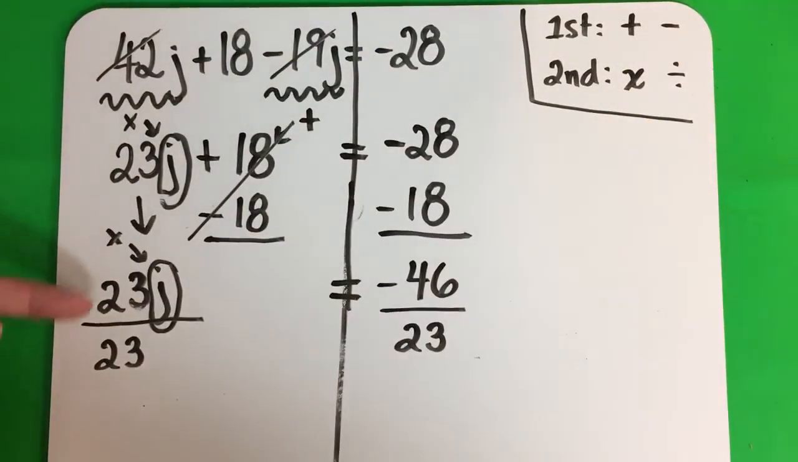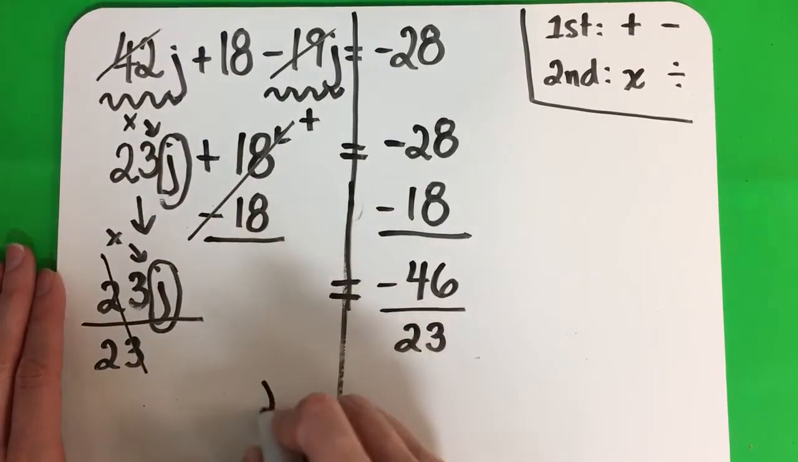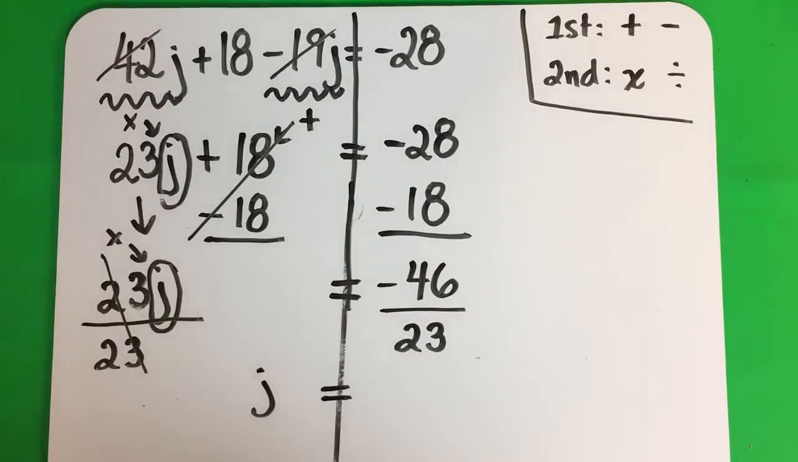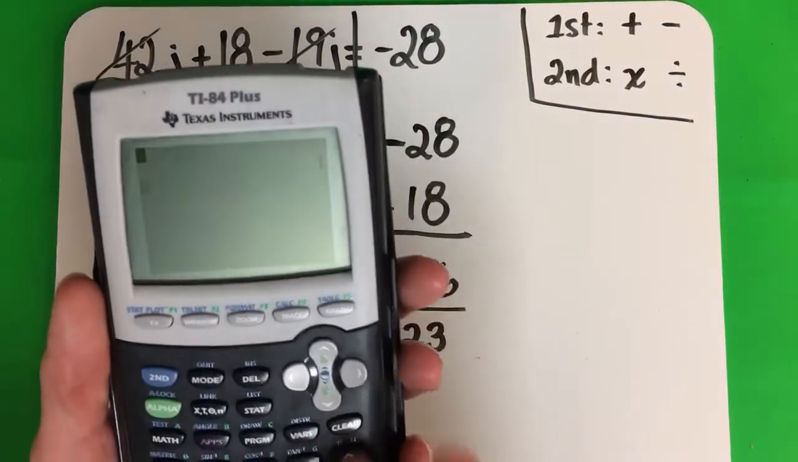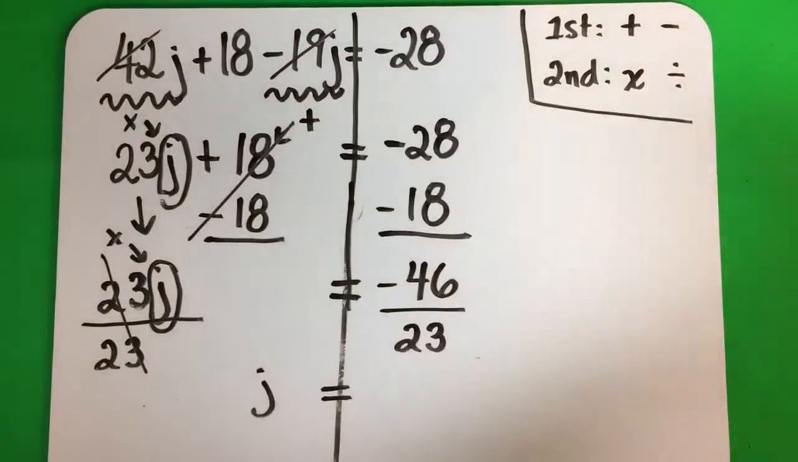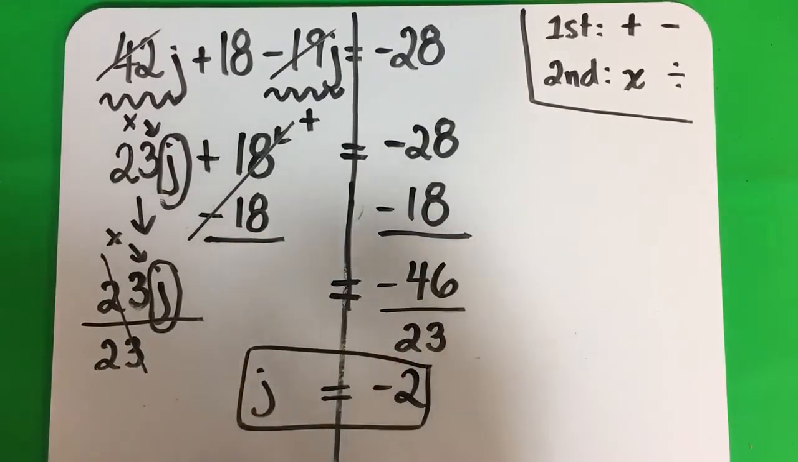So if you have the same number divided by the same number, it's 1, so it cancels. Si tiene número entre el mismo número, es 1. Entonces cancela. Cancel. So copy J equals, put in the calculator, negative 46 divided by 23. So negative 46 divided by 23, that is negative 2. And there's your answer. Okay, remember to pause if you need to.